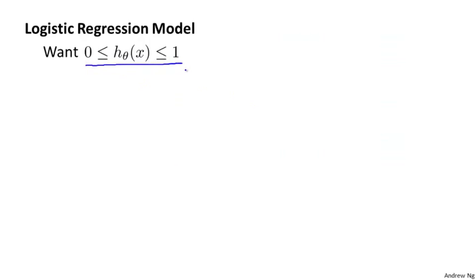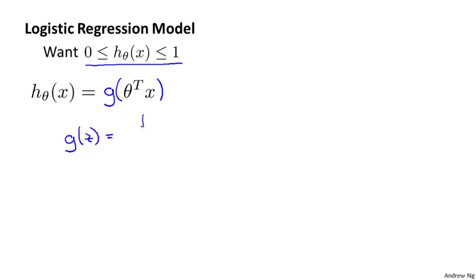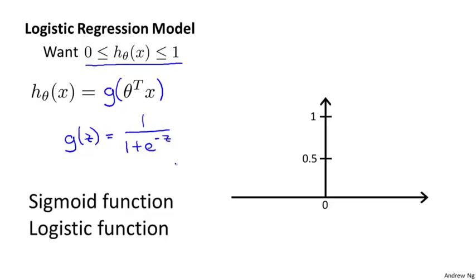and 1. When we were using linear regression, this was the form of a hypothesis where h of x is theta transpose x. For logistic regression, I'm going to modify this a little bit and make the hypothesis g of theta transpose x, where I'm going to define the function g as follows. G of z, if z is a real number, is equal to 1 over 1 plus e to the negative z. This is called the sigmoid function or the logistic function, and the term logistic function is what gives rise to the name logistic regression. And by the way, the terms sigmoid function and logistic function are basically synonyms and mean the same thing.